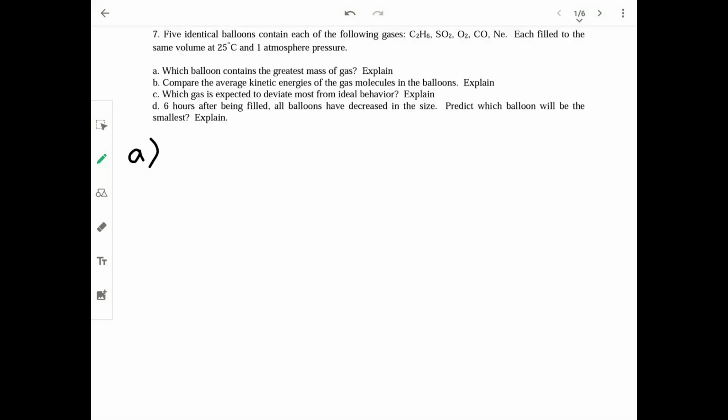Move on to question 7. 5 identical balloons each contain one of the following gases: C2H6, SO2, O2, CO, Ne. Each is filled to the same volume at 25 degrees Celsius and 1 atmosphere pressure. Part A says which balloon contains the greatest mass of gas, explain. B says compare the average kinetic energies of the gas molecules, explain again. C says which gas is expected to deviate most from ideal behavior, and D says 6 hours after being filled, all the balloons have decreased in size, predict which balloon will be the smallest. I'll give you guys a few seconds to solve the question and we'll check together.